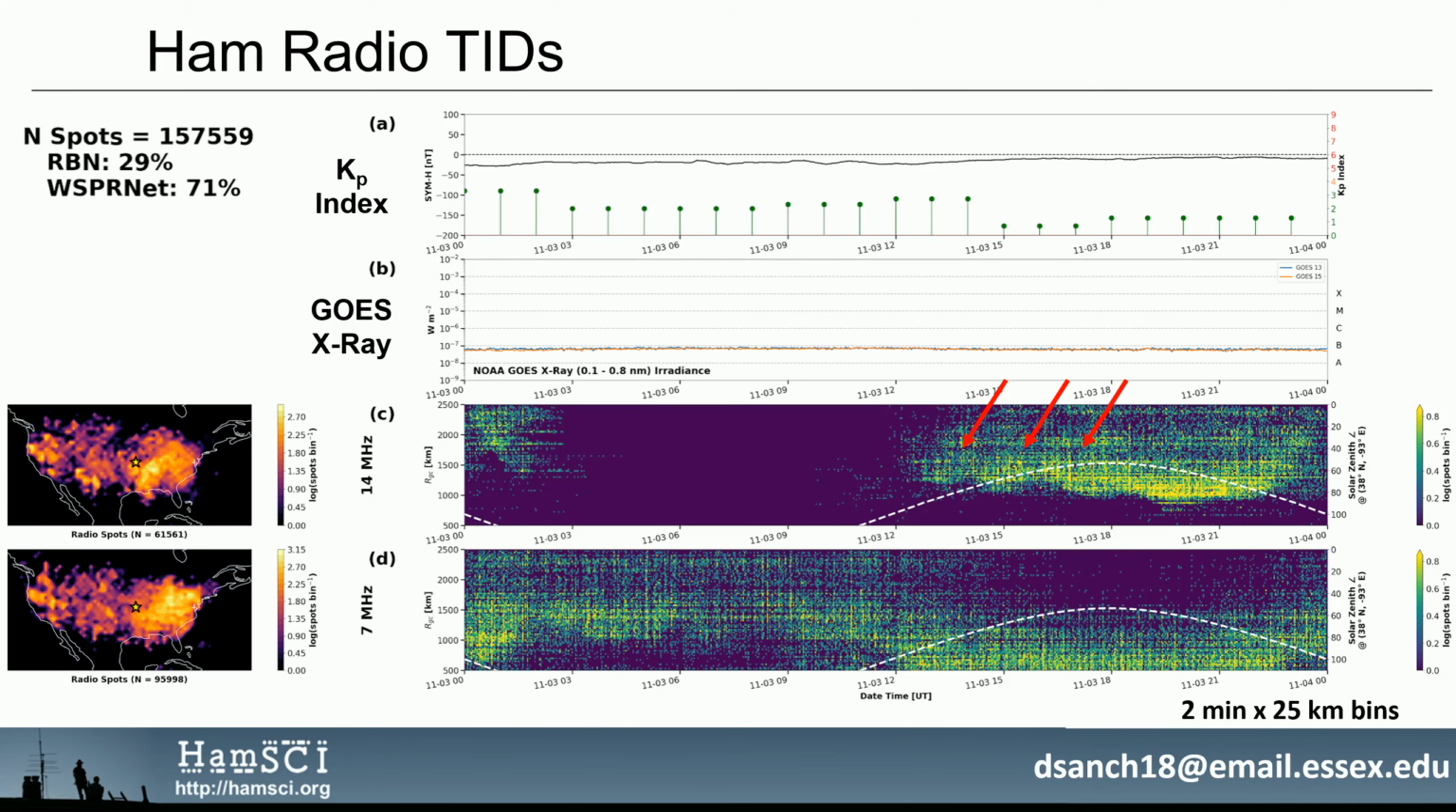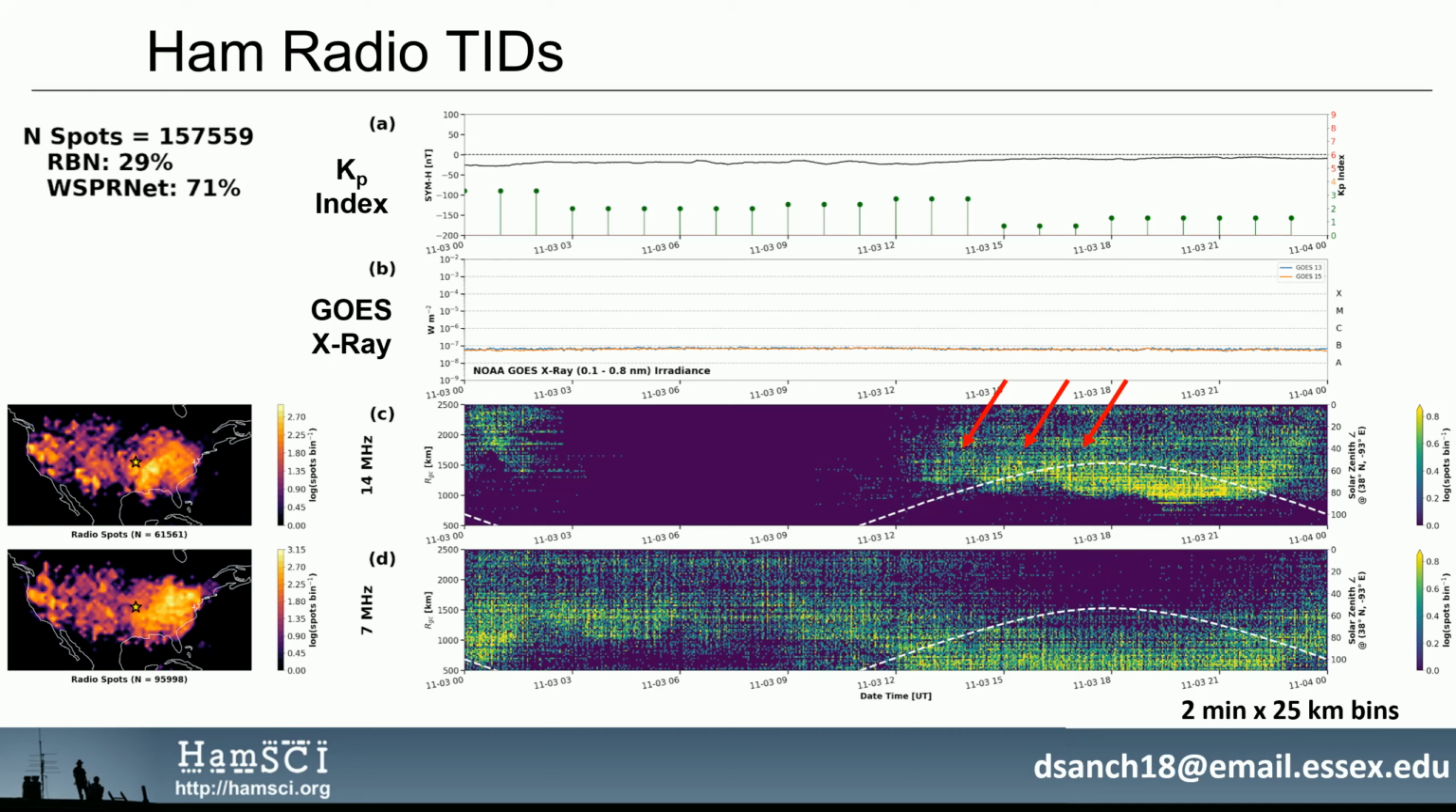This is a representation of the RBN and WSPRNet data sources. Figure A shows geomagnetic activity through the Kp index. Figure B shows solar activity taken from both the GOES 13 and 15 satellites. These two figures are used to eliminate other factors such as geomagnetic storms or solar flares that could be causing disturbances in our histograms aside from a TID.